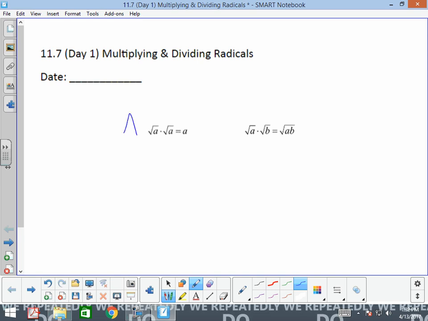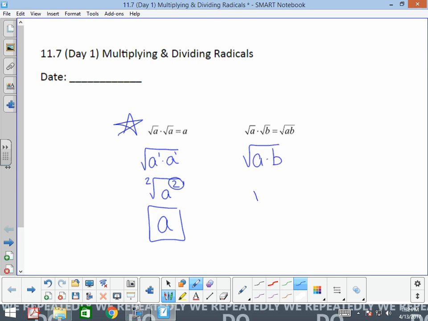So for this first part, I just wanted you to look at the square root of a times the square root of a. What we're doing is, since they're both under the radical, we're multiplying them together. So the square root of a times a, add the exponents, is the square root of a squared. Now from the lesson previously, we learned that you take the exponent for a and divide by the index. And that's how we were able to get to a. So here, we're just multiplying the a times the b, which is a times b.